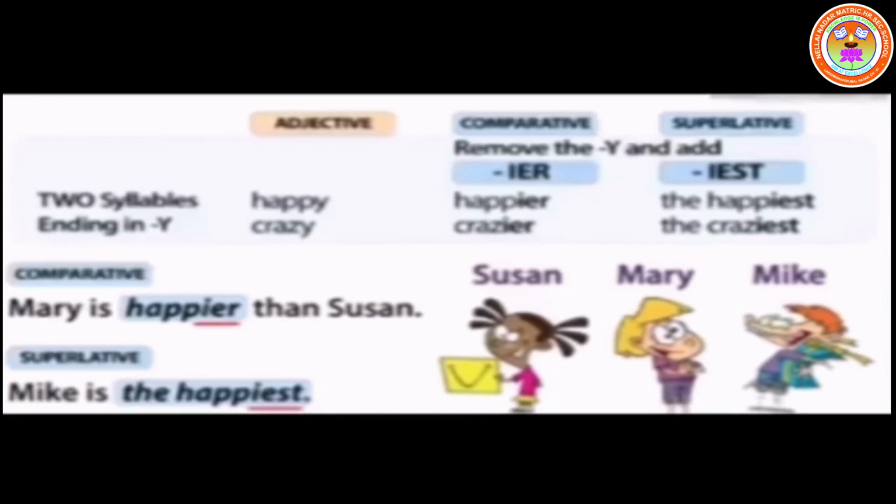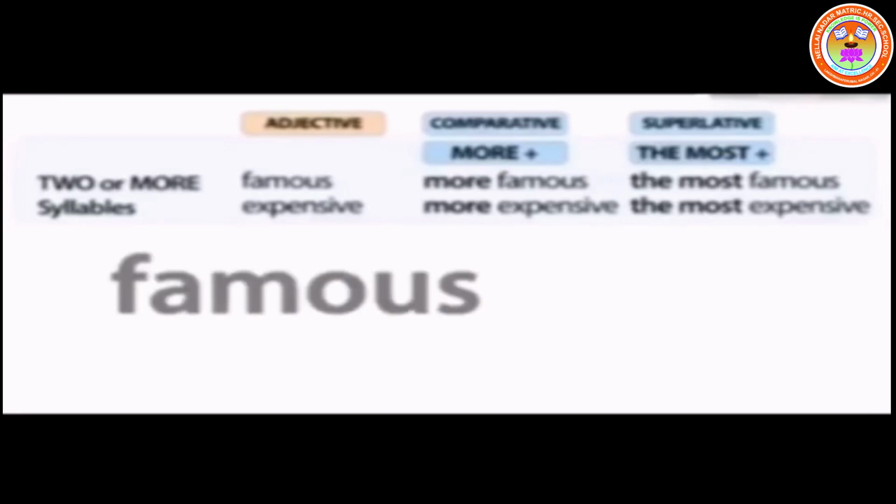When an adjective has two or more syllables, we do not add er or est to the end of it. The adjective famous has two syllables, famous. So we cannot say famouser. No, it doesn't exist.